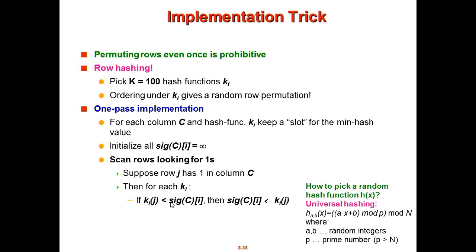And this SIG is used to store the current smallest index for value 1 for the permutation Ki. So Kij is a mapping of the row J in this permutation. And this is used to store the current smallest index according to this permutation Ki. We compare this index and this value. If this is smaller, we do the update, and otherwise we just move to the next row for column C.